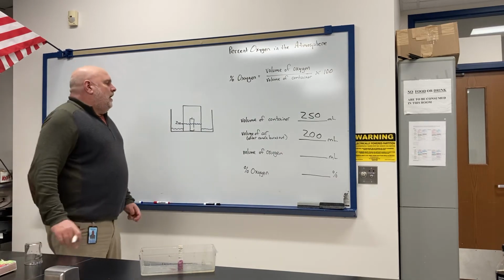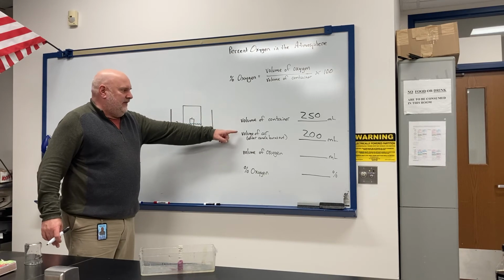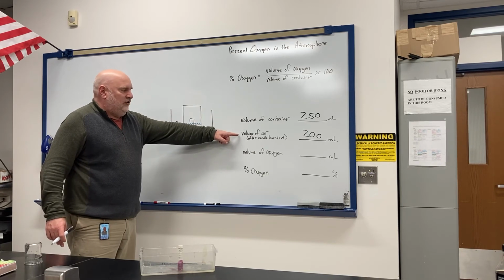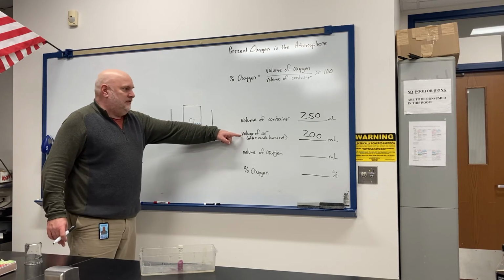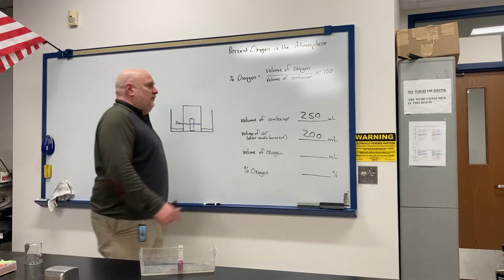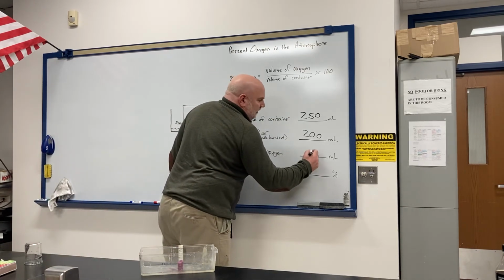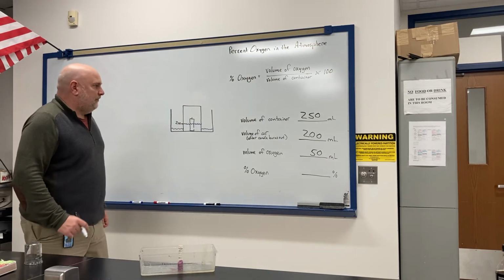This is how much air I had initially, and this is how much air I had after the candle burns out. This is basically how much nitrogen there is. The difference between these two would be how much oxygen there is. So 250 minus 200 tells me that there's about 50 milliliters of oxygen.